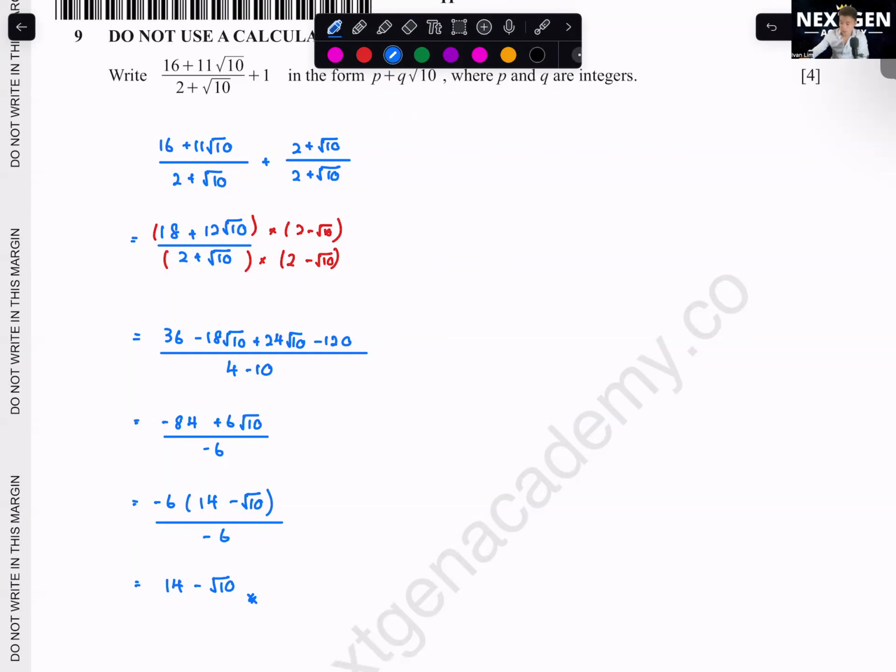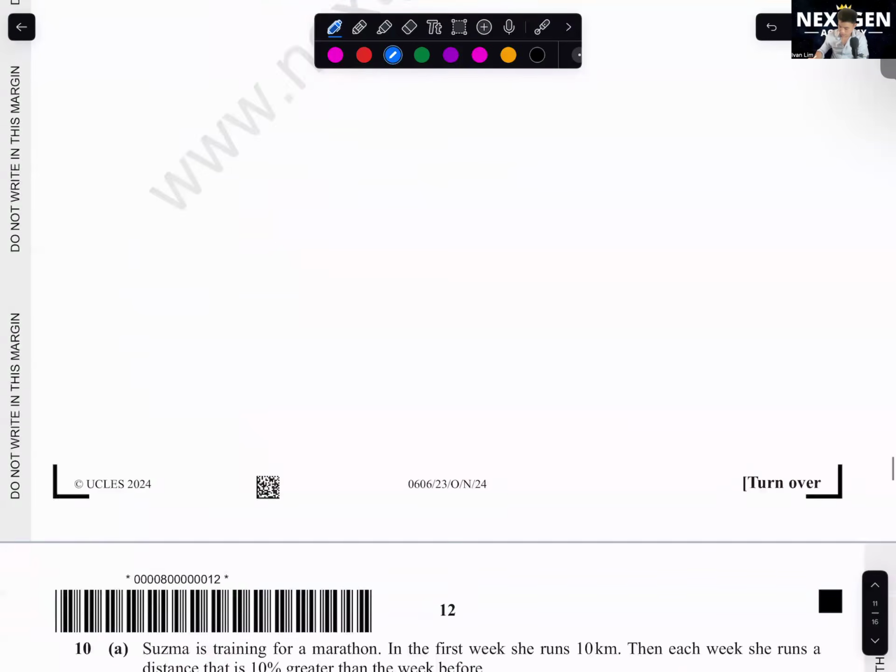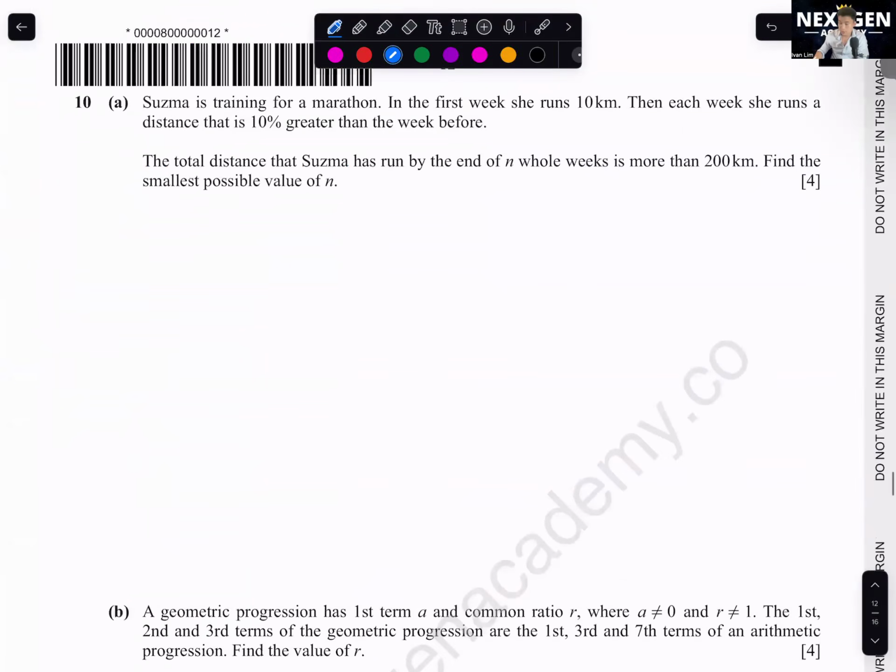Okay, the next one, number 10, this is the other one that I think a number of you don't know how to do.